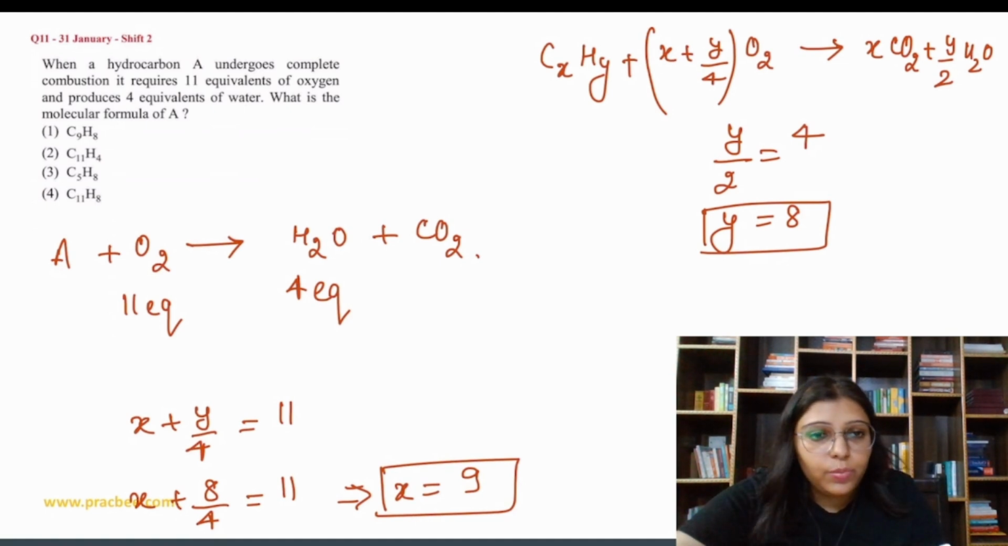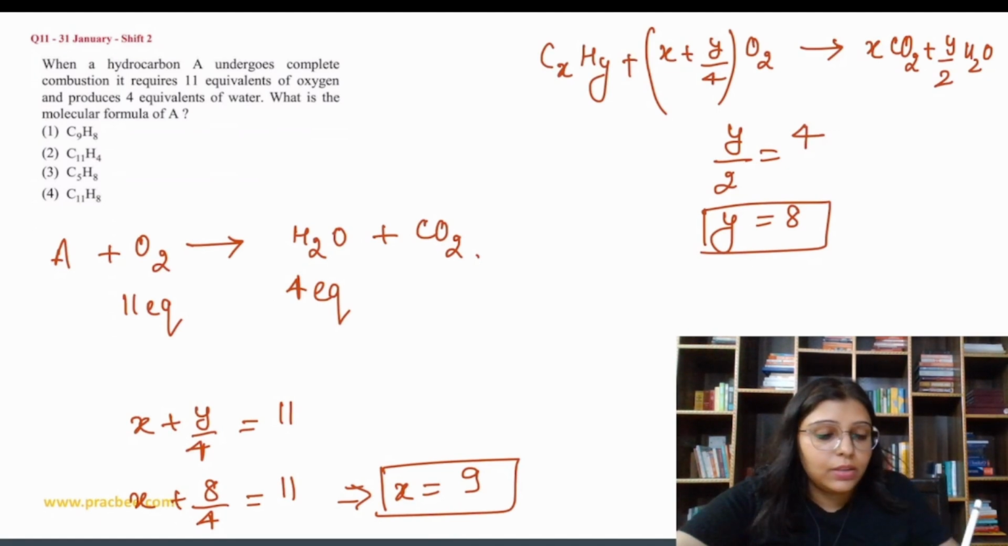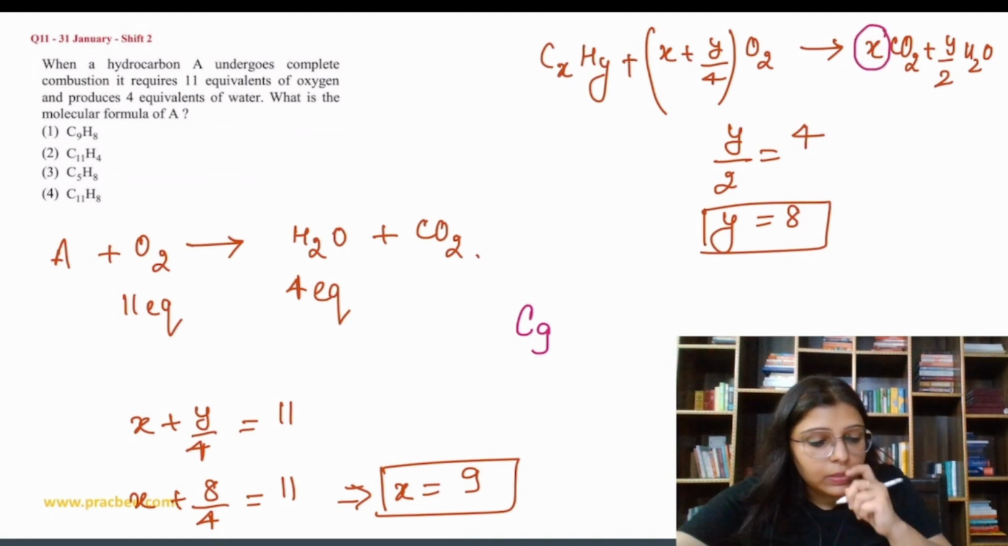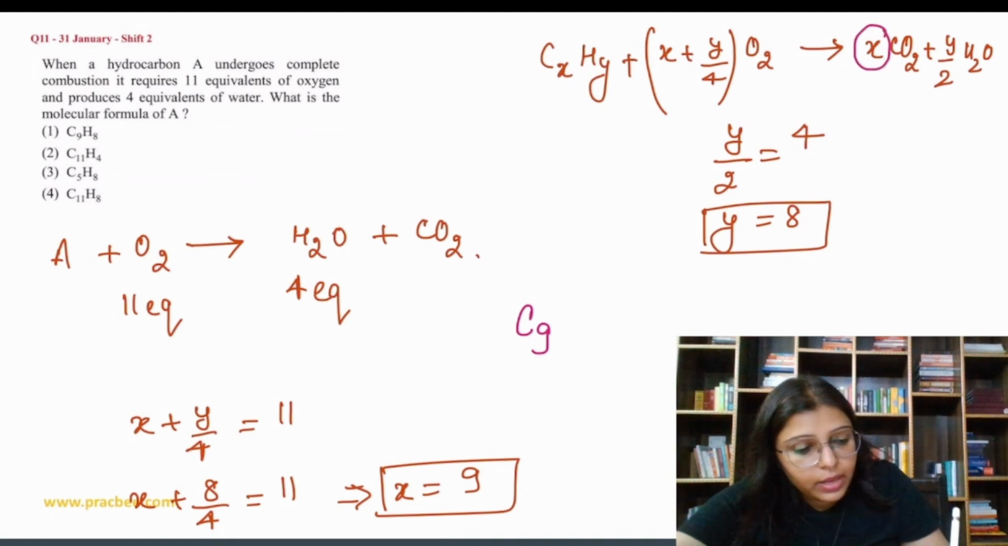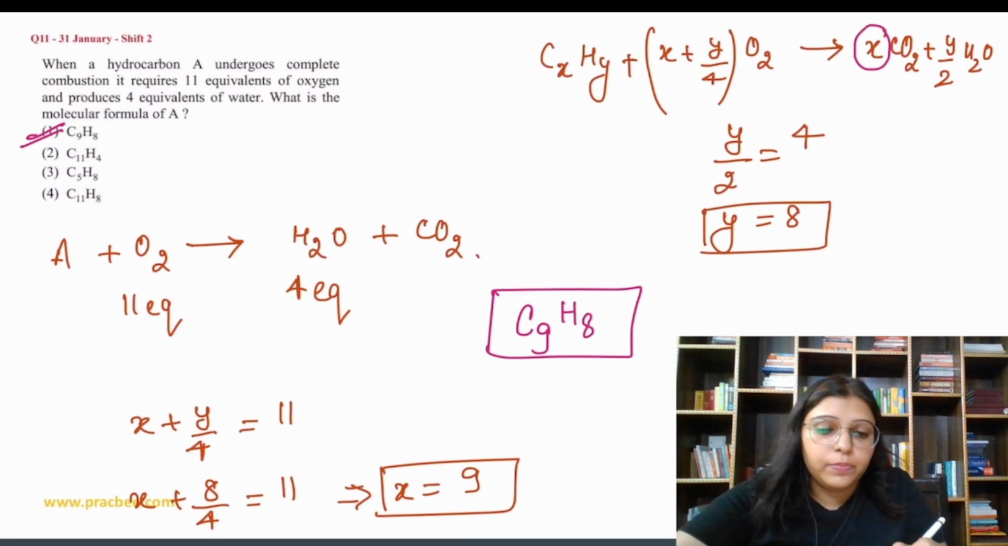So now we can find out the molecular formula. So carbon, how many carbon? 9, because the value of x is 9. So x is this only. Right. So C9 and H8. Clear? So the answer is going to be option number 1.